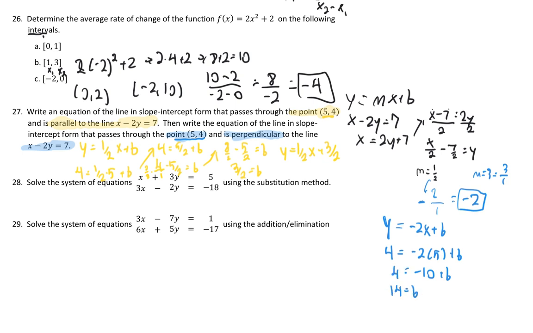So for the perpendicular line, I'll write it right next to the other one. y equals -2x plus 14. And I'll just go ahead and circle those because those are my two answers.